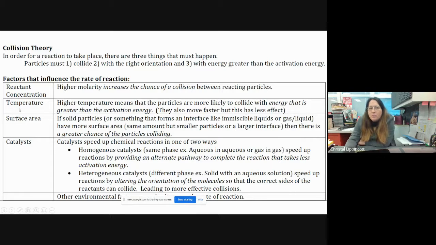Temperature. Higher temperature means that you are more likely to have particles collide with that energy that's needed to go past this activation energy. So the higher the temperature, the more likely you are to have this.